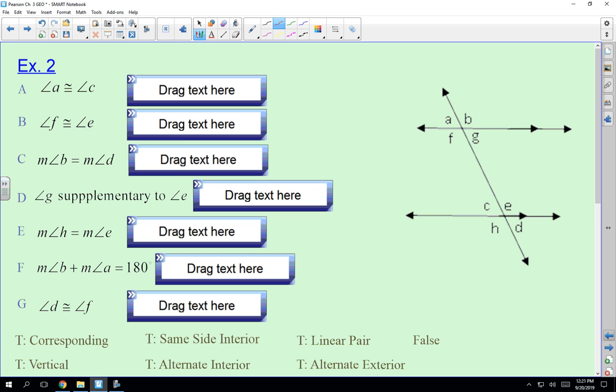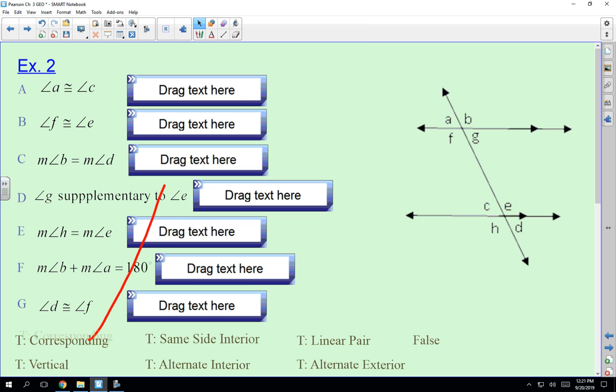Let's see if we can match these up. A and C. What kind of angles are A and C? You guys don't have this in your notes. I'm just checking. A and C, they are cute in this picture, but what of the 4 angle types are they? Corresponding. And if these are parallel lines, what's true about corresponding?